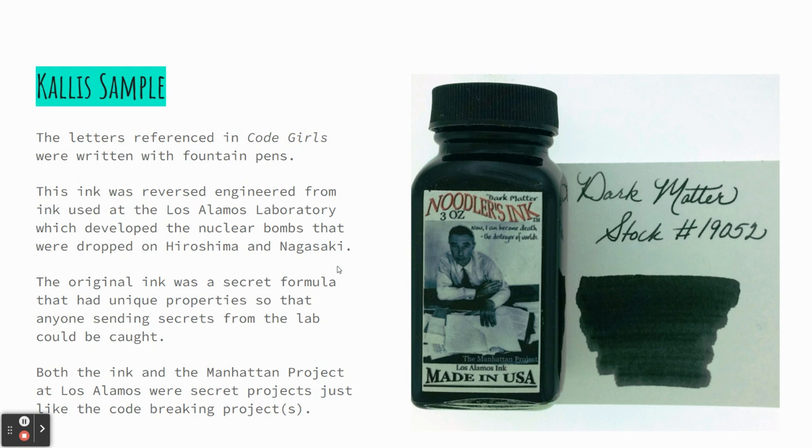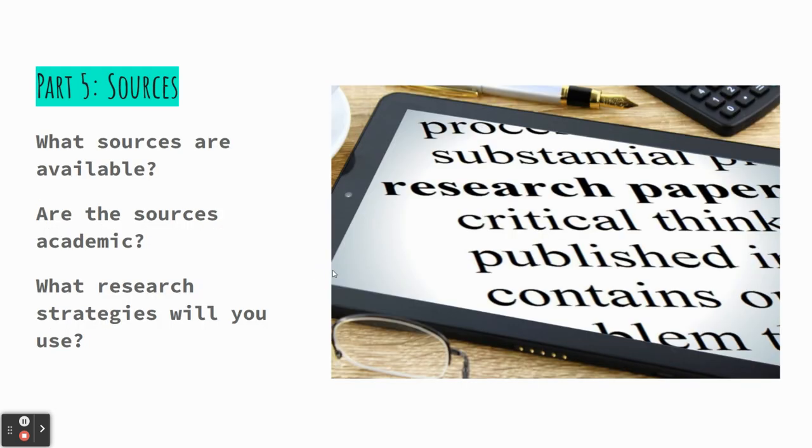And since the Manhattan Project, the Los Alamos, and the code breaking projects were all secrets, you can write about secret ink. And you might have to go to invisible ink, you might have to go to other stuff, but you can write about secret ink if you can tie it together. And these sentences, with a little organization, would be enough to convince me to tie it together. The problem with my sample, and the thing that you have to work on, are the sources.